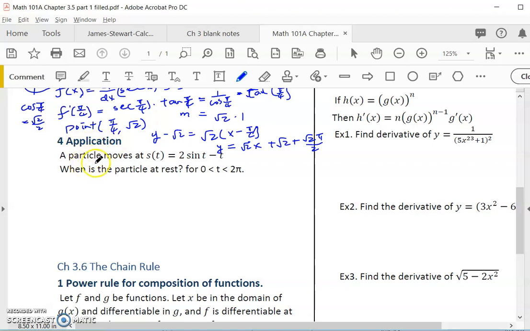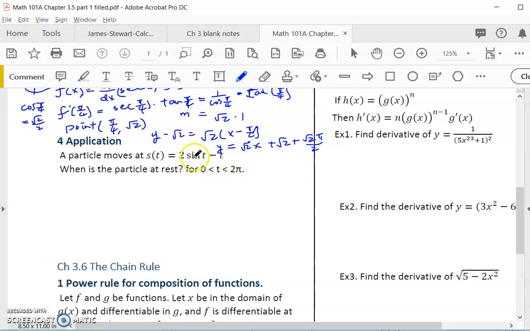The last one is application. The application is movement of particles. So it's a position function s of t. It tells where the position of a particle or object is. It's 2 sine t minus t. So this is the equation that tells where it is located. It is horizontal, a one-dimensional movement. When is the particle at rest? At rest means it's not moving. And we're only looking at t between 0 and 2 pi.